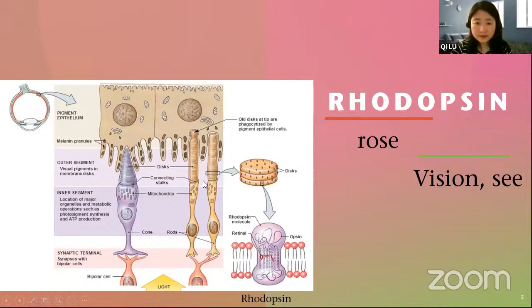On the outer segment of the photoreceptors, there are many discs. On the discs, there are a lot of molecules floating. It's called rhodopsin.